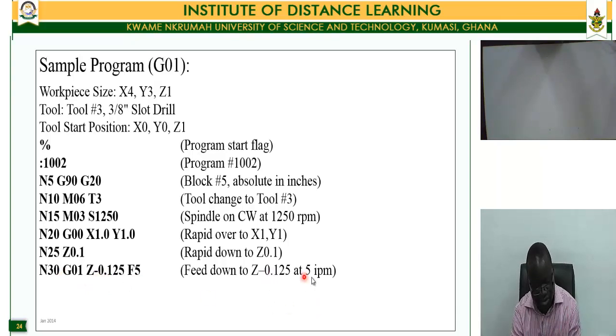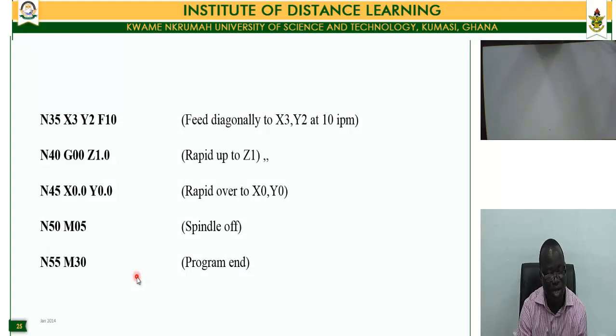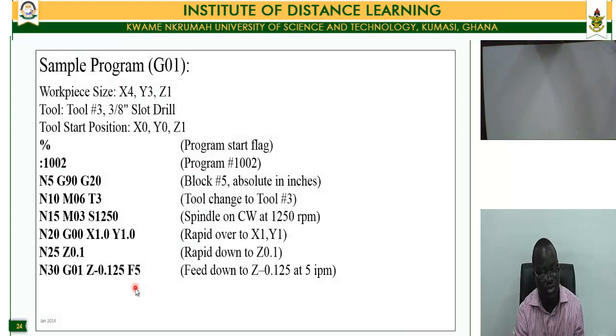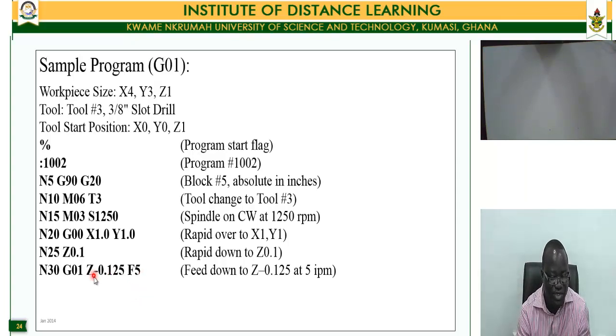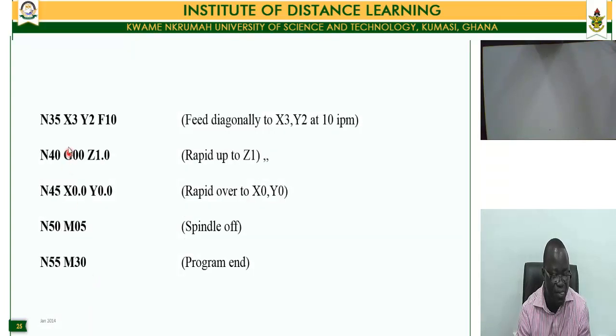Okay, so that's just something that we want to talk about. Now, if we feed at that rate of 5 inches per minute, and we look at the next line, which says X3, Y2, F10, it means we are still using the G01 command because it is not cancelled by any other G command yet. So we are still using G01 and saying we have to feed to X equals 3, Y equals 2 at a feed rate this time of 10 inches per minute.